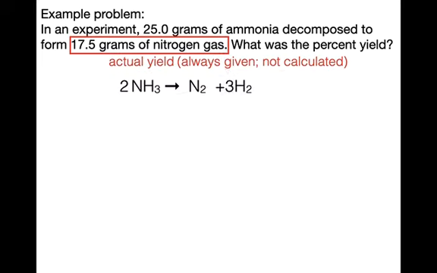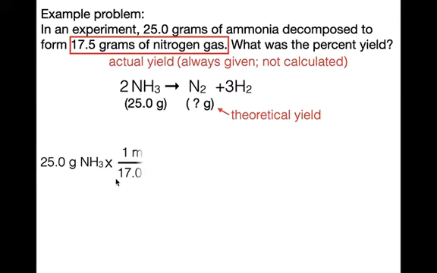To balance this equation, like a stoichiometric calculation, let's summarize what we're given. We're told that we have 25 grams of ammonia, and we want to figure out what is the theoretical yield of nitrogen that we should be able to make. So again, that's a stoichiometric mass calculation. So we're going to calculate the theoretical yield and divide that into the actual yield.